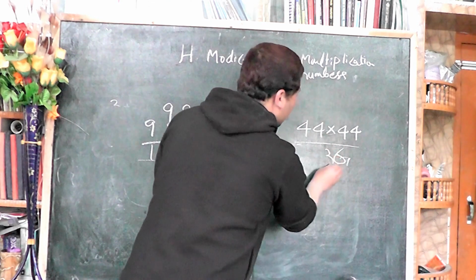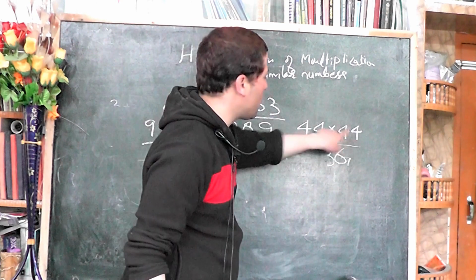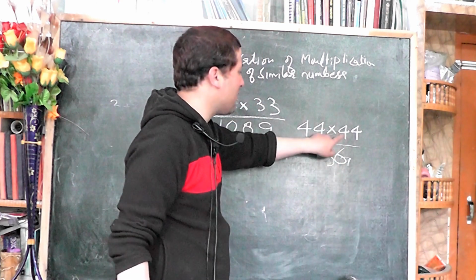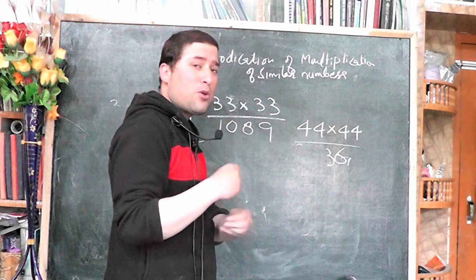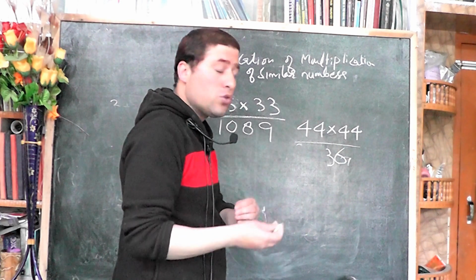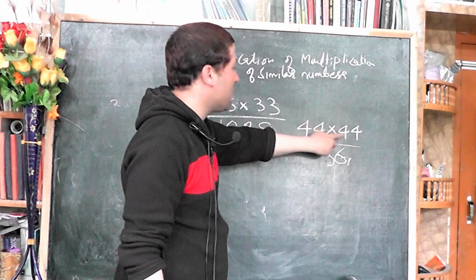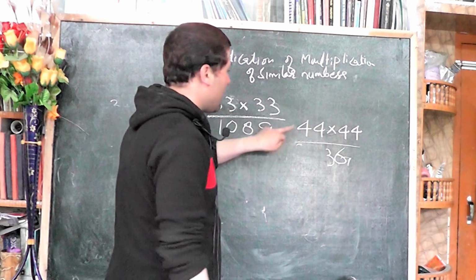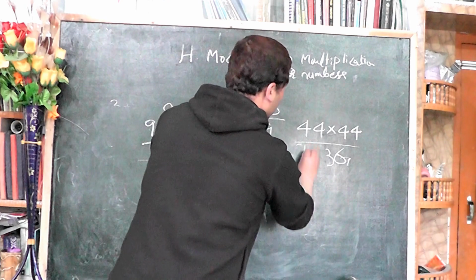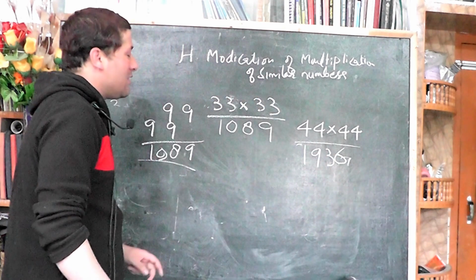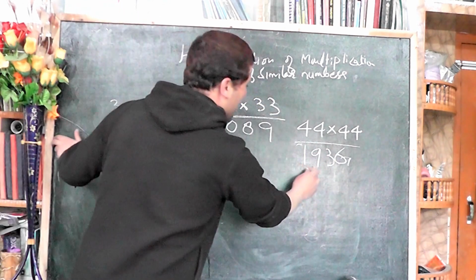That means 3 here. See, first 4 and 4 is 16, and then 4 and 4 is 16. The double of 16 is 32. And 1 was carried, it becomes 33. The 3 is carried here. That means 4 and 4 is 16, and 16 plus 3 is 19. So it is 19. Let's see now first if it's exactly the same or not.